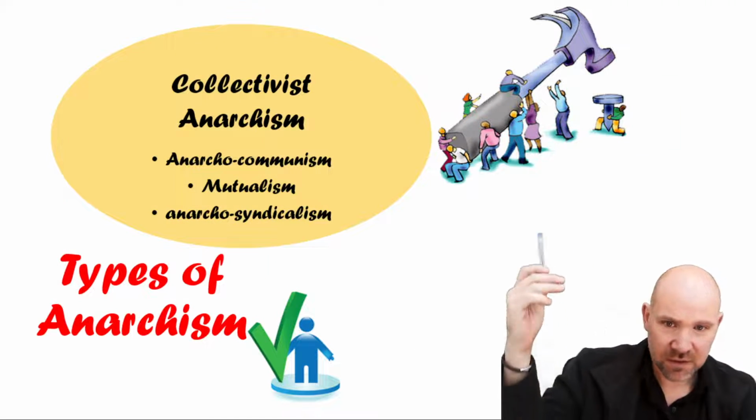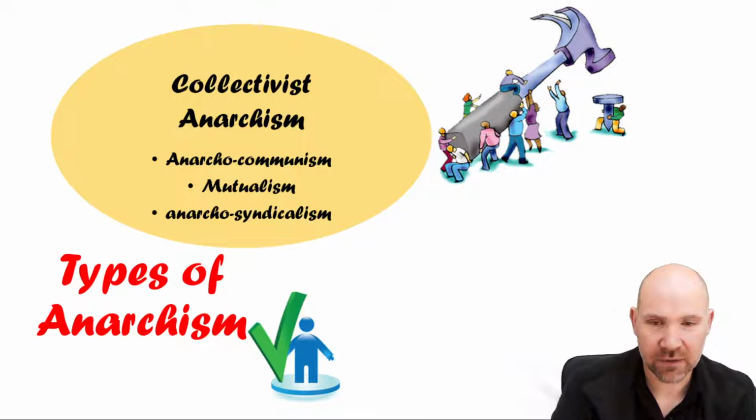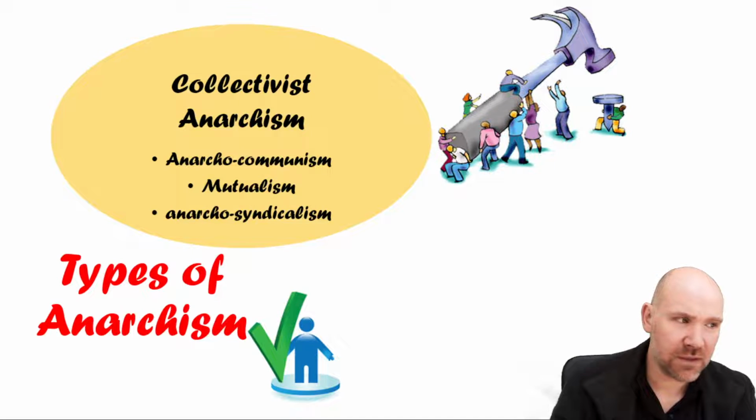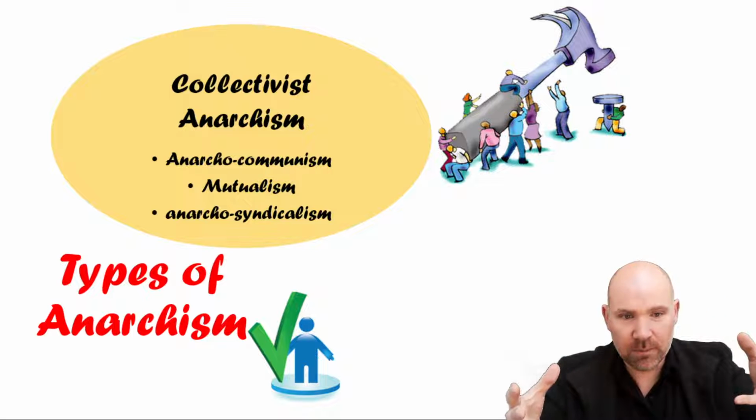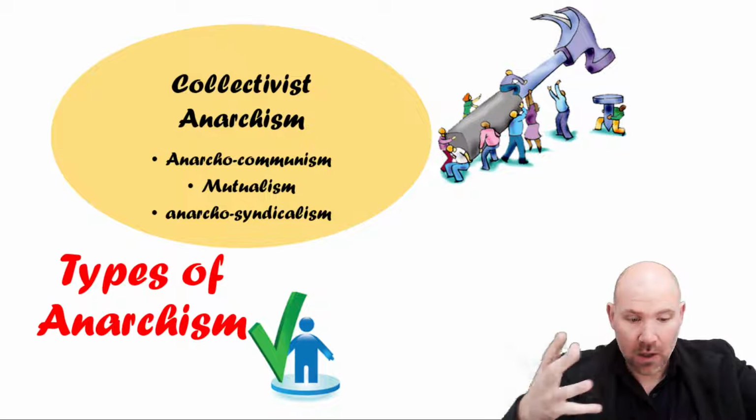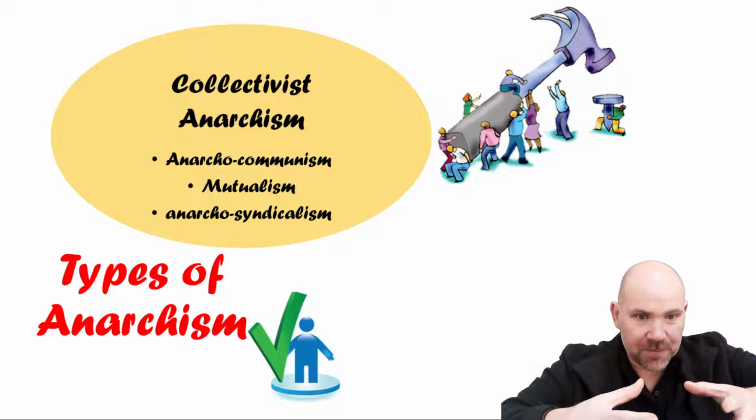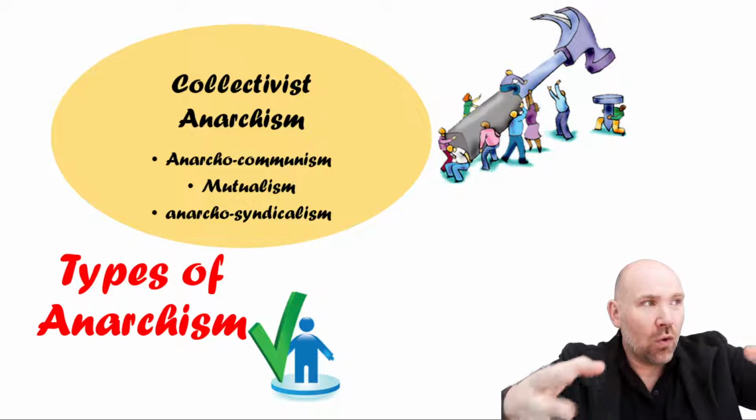And the first set of types that we're going to be looking at in future videos and future lectures is called collectivist anarchism. And there's three types that we're going to be touching on, which is anarcho-communism, mutualism, and anarcho-syndicalism. What these three have in common is that they all believe that human beings, when given ultimate freedom, will group together into communes or small groups.